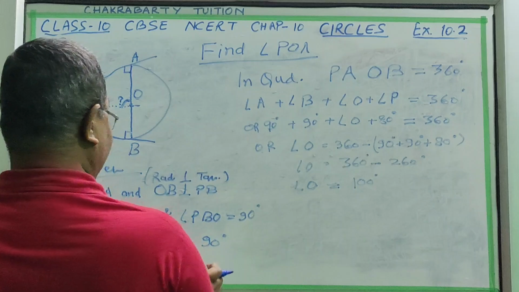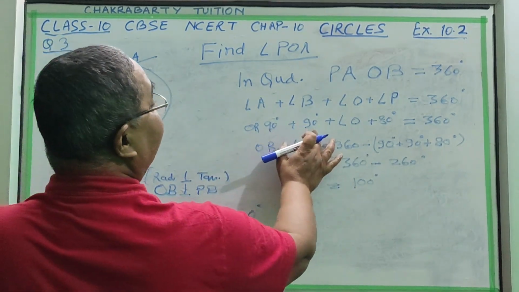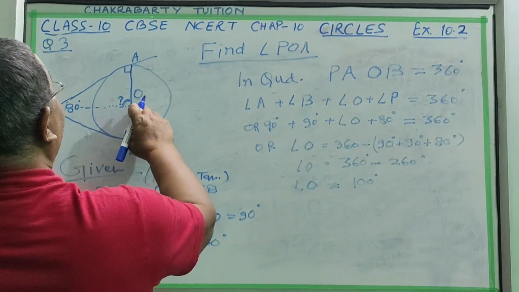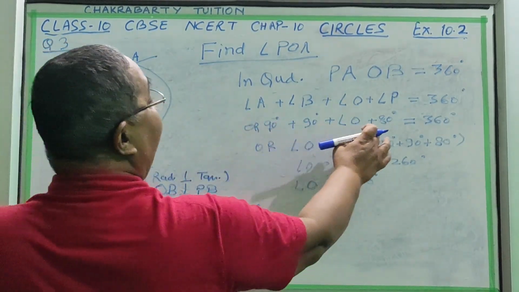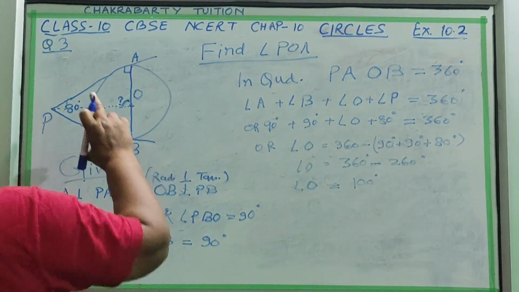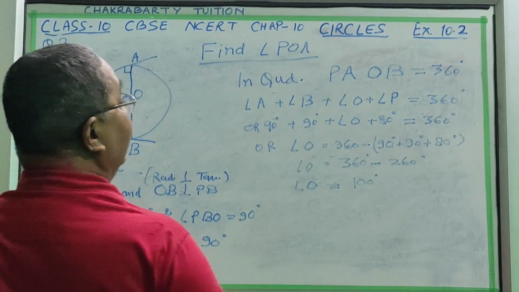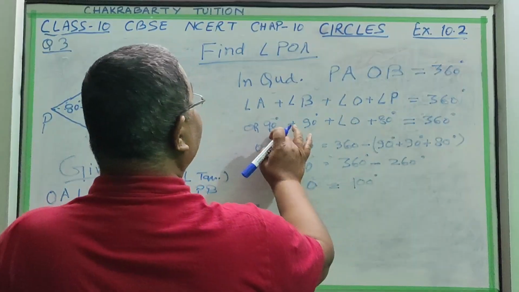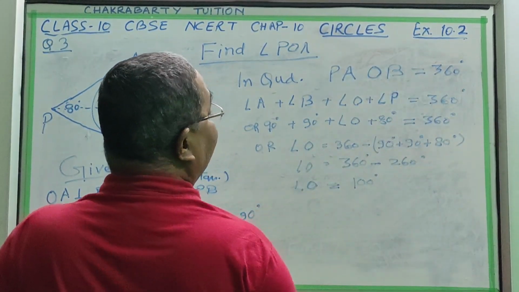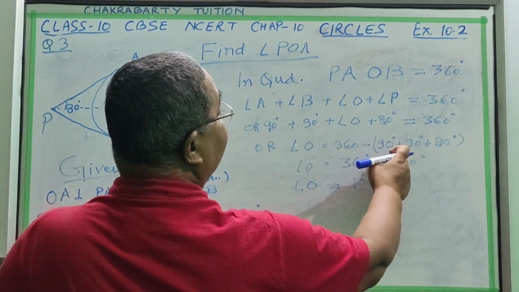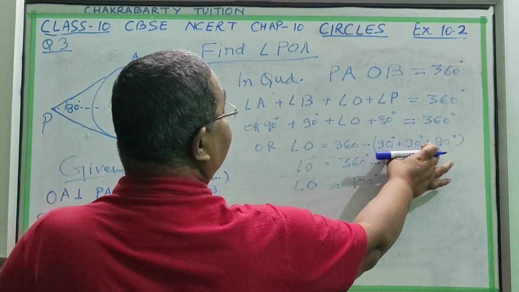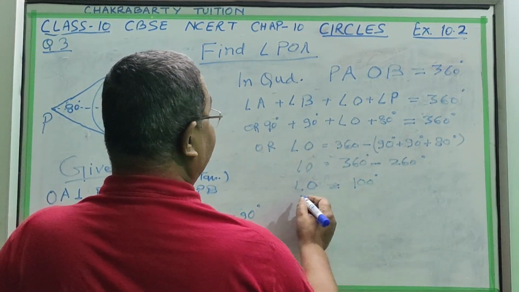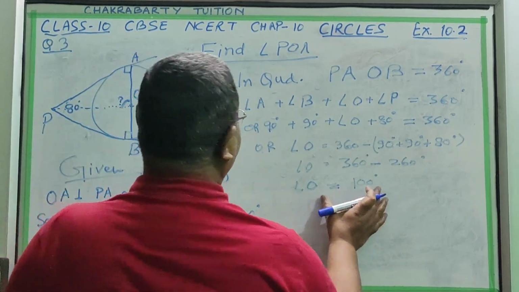Now A and B are given as 90. Angle O you have to find out, the question mark is here. And angle P is 80 degrees, since the tangents are inclined to each other at 80 degrees. So angle O will be equal to 360, and these figures we will transpose to the other side. When we transpose, it becomes minus. So all these sums will be deducted from 360 degrees, and angle O will become 100 degrees.